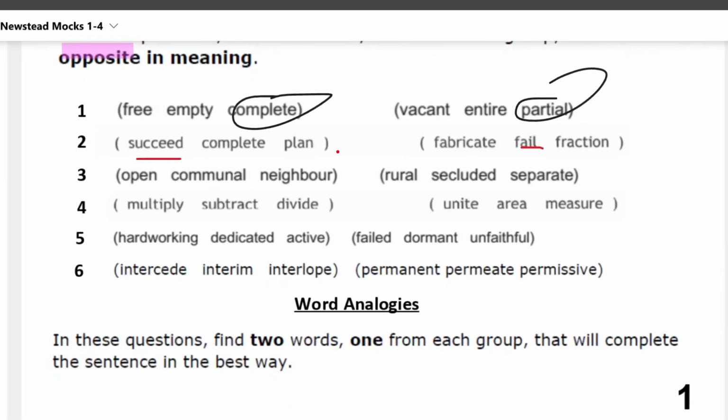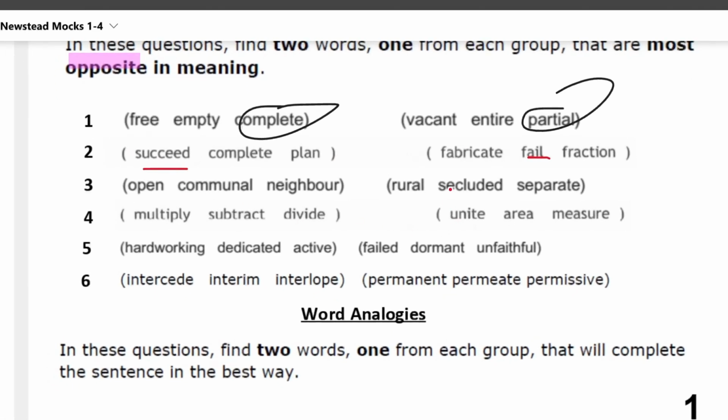Question number 3, we have open, communal, neighbor, rural, secluded, and separate. Neighbor doesn't really mean the antonym of, for example, secluded. Yes, neighbor means someone who lives next to you, but seclude, if you're excluded from people, neighbor can mean similar, but it's not the most opposite in meaning. However, in the same way that rural, the opposite is urban. That's the most opposite. Therefore, words like communal and separate are most opposite in meaning, because communal means you're with everybody, and then separate means you are not. Therefore, those are the most opposite.